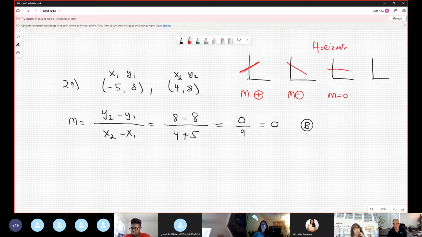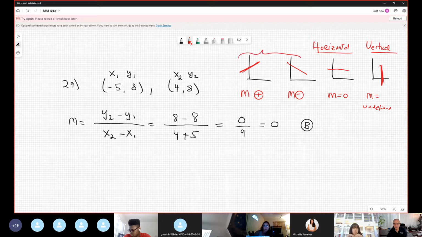And when you see, like in the last example, it's undefined, it's vertical. These two are special. So 99% of the time our line is oblique, maybe positive or negative depending on the sign of the slope. But you have two special cases: horizontal, slope 0, and vertical, slope undefined. Cool? Okay. Keep this in mind, it's useful to understand the rest.